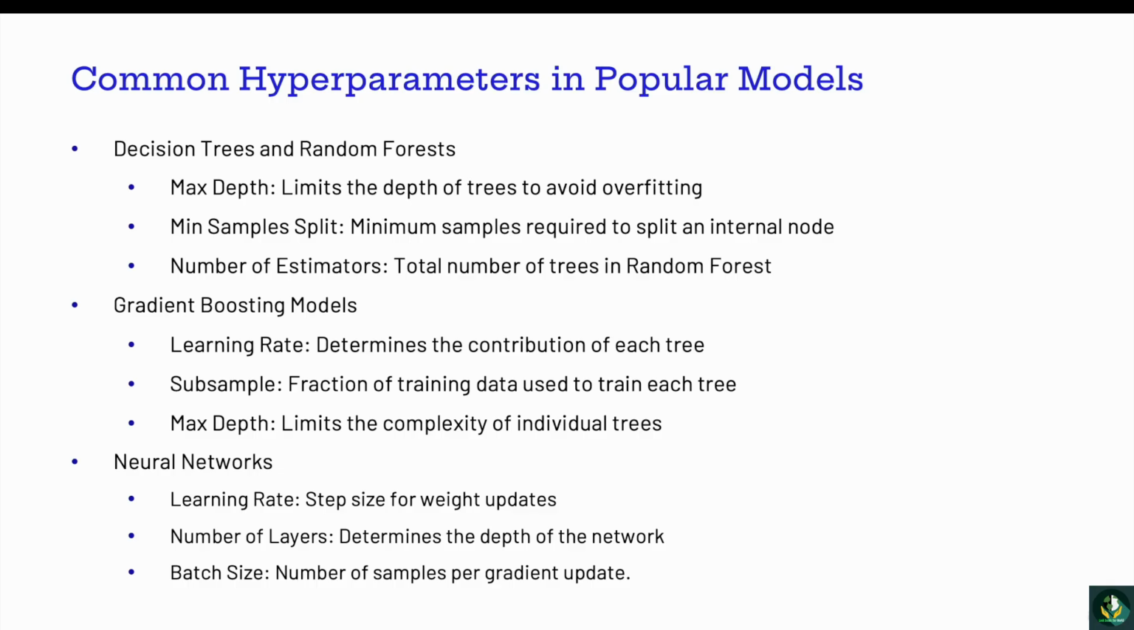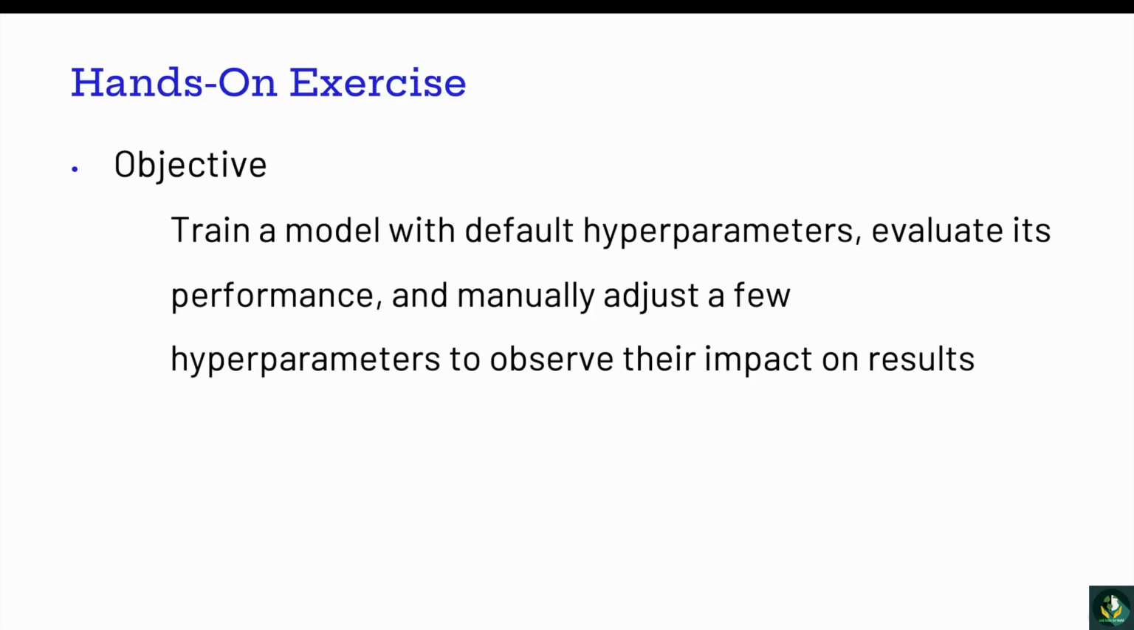Now, with all this knowledge, let's jump into a quick hands-on exercise where the objective is to train a model with default hyperparameters, evaluate its performance, and manually adjust a few hyperparameters to observe their impact on results. The dataset we'll be using here is the Iris dataset, which is an optimal dataset already, but we'll use it because it's a multi-class classification problem and it will be a good sample to walk through. But we will not be seeing the impact on the results with hyperparameter tuning because it's always optimal. But it gives you an idea or a guide on how to approach this problem.